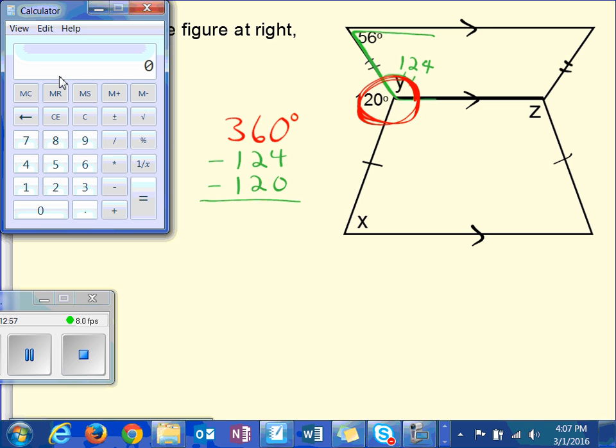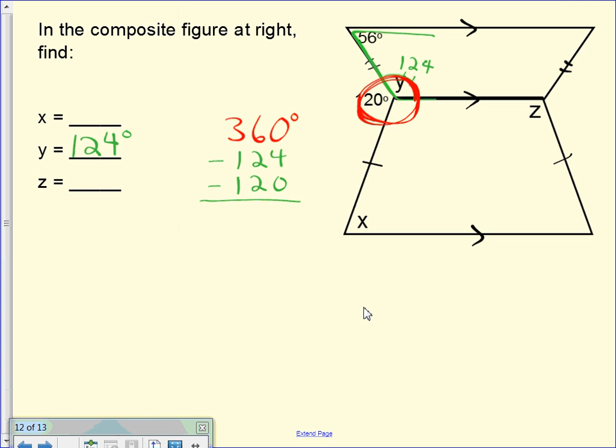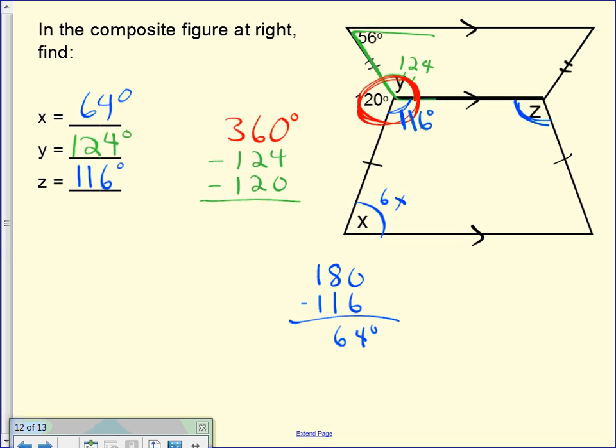Let's get out my handy dandy calculator for it. 360 minus 120 minus 124. What's left over there is 116 degrees, and that's my missing piece of the puzzle here. This is 116 degrees. And now I can go back to those same properties. Base angles are congruent. These two angles are the same. So Z is also 116. And the last one here, the consecutive angles between bases are supplementary. So 180 minus 116 gets me 64 degrees. And that tells me X down here, 64.